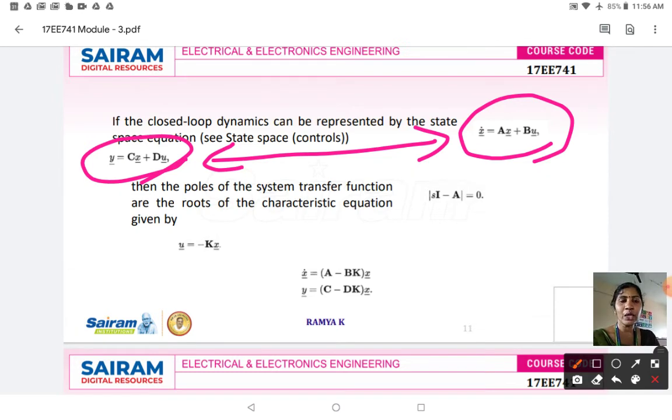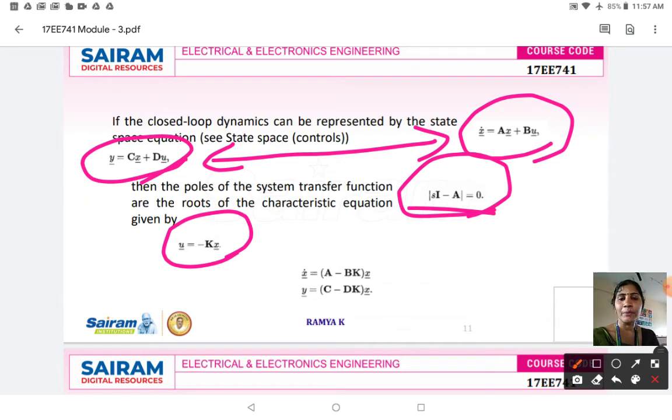When you equate sI minus A equal to 0, it is the characteristic polynomial equation for an open loop system. In case I want to go for a closed loop system, I use u is equal to minus K into x. Why? Because I want to take a variation in the parameter from your state variable to the input. When your output is going to drive the complete system, it is possible for us to obtain the state feedback gain. So u is equal to minus Kx.